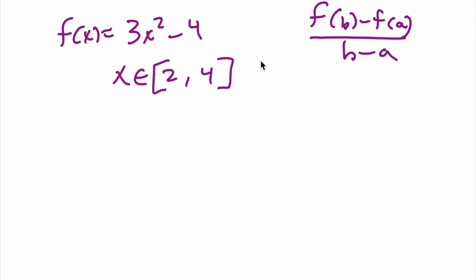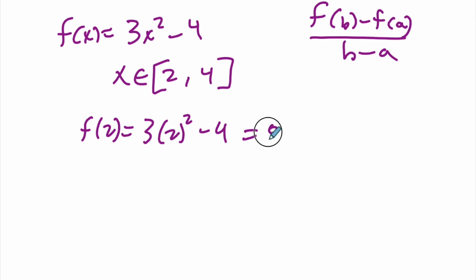To get my y values, remember, the function of x. So I plug in my x values. Watch me plug it in. So f of 2 equals 3 times 2 squared minus 4. Remember, I'm looking for y values. 2 squared is 4, 4 times 3 is 12, minus 4. So this is going to be 8. That's my y value. I think I did that right.